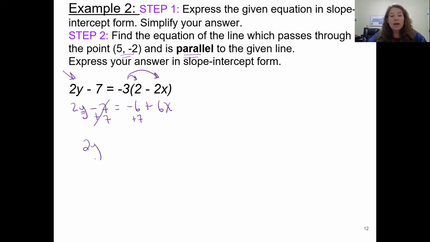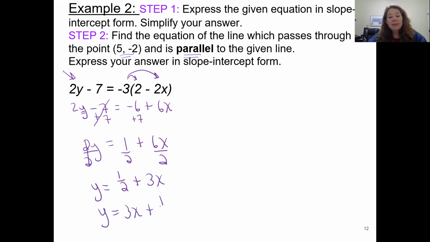We bring down 2y is equal to -6 plus 7, which is positive 1, plus 6x. And now we want to divide every term by 2. So y equals 1/2 plus 6 divided by 2 is 3x. If I want my 3x first, I'm just going to rewrite it. So my slope is 3 and my y-intercept is 1/2. But really all I care about is the slope for the second equation.